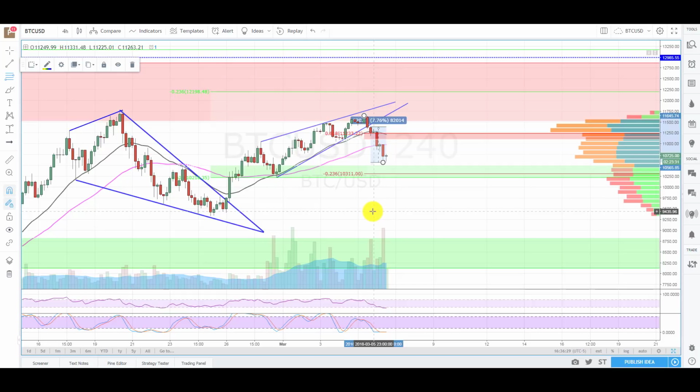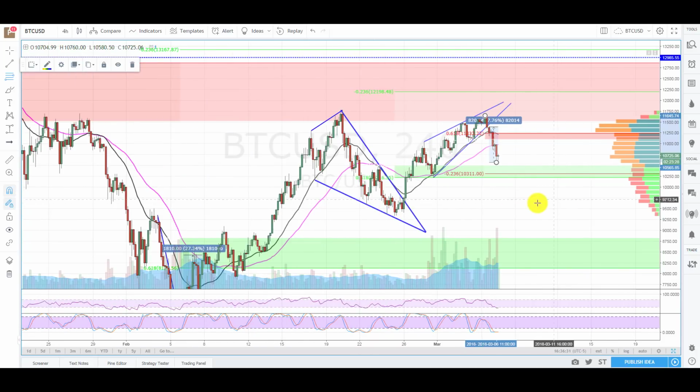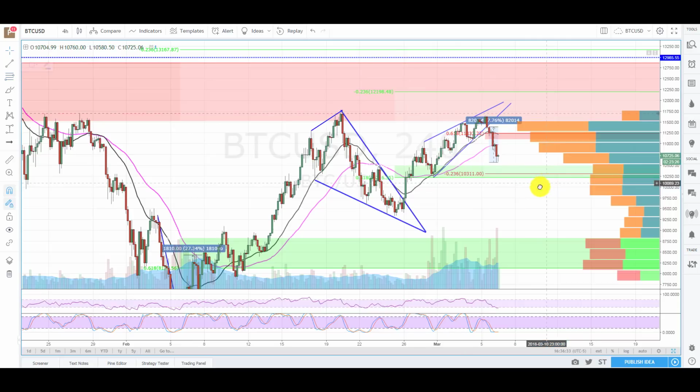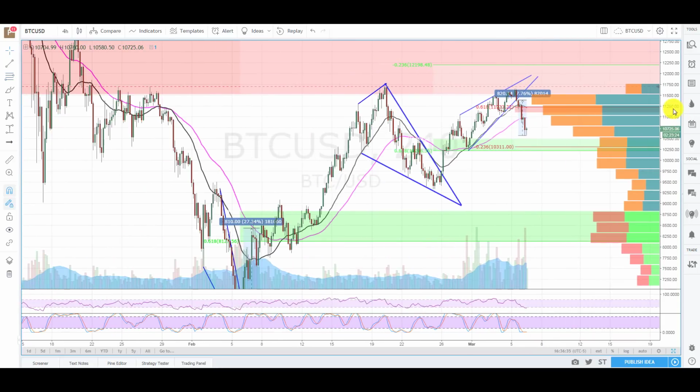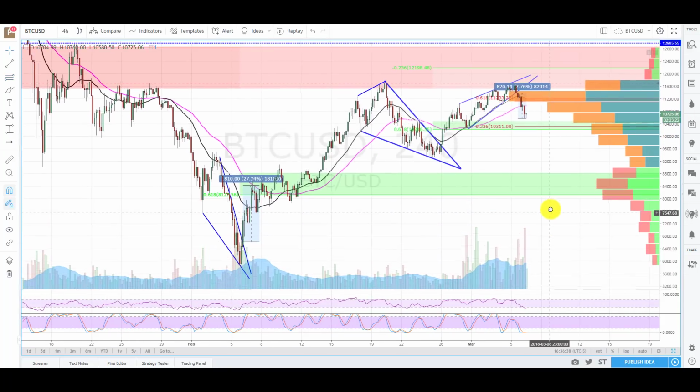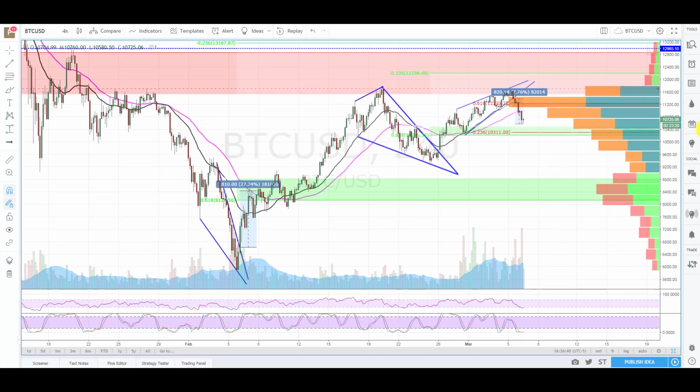Hope this helps. Wedges are pretty powerful, so look for those. I like to look for them. They'll work on all time frames, but they're more powerful on the 4 hour and daily, the larger time frames.